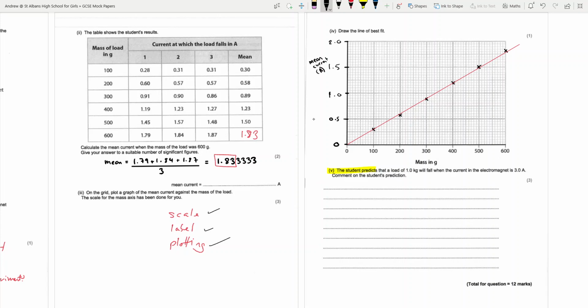The student makes a prediction. A load of 1 kilogram will fall when the current is 3 amps. Comment on the student's prediction. So there's quite a lot you can say about this. So, we can comment on something that we would know, why are they correct?